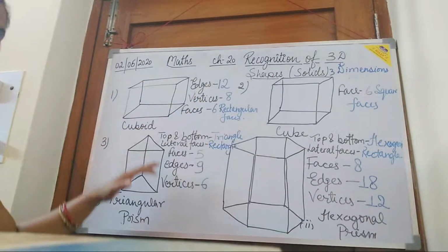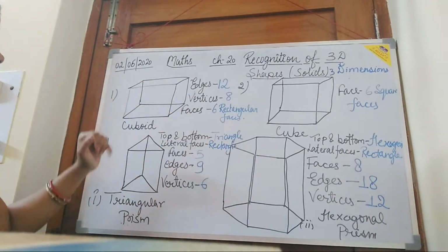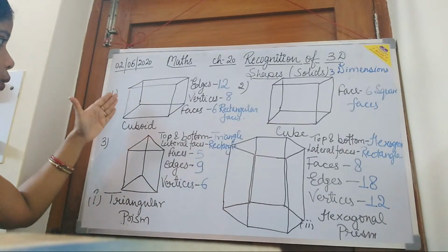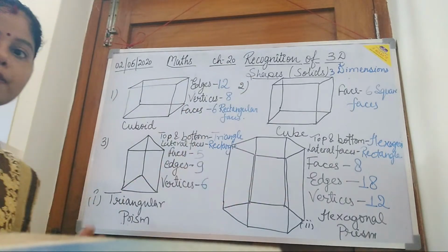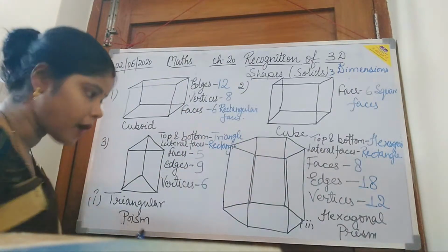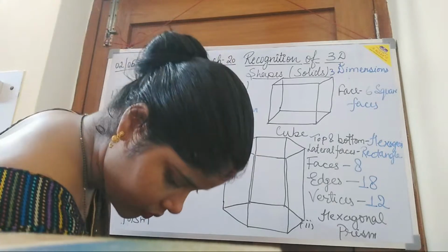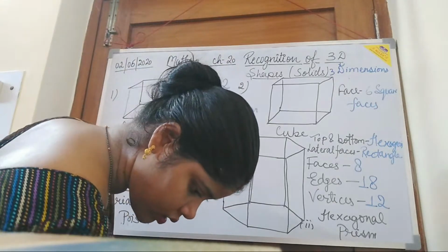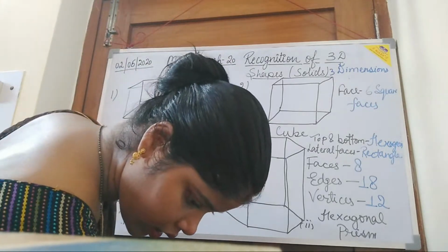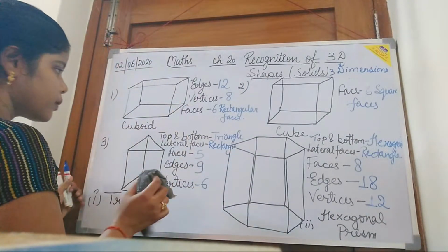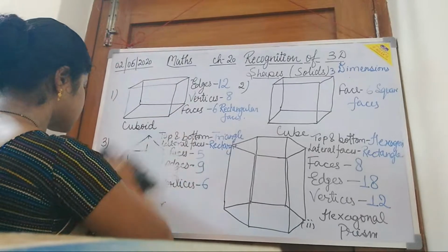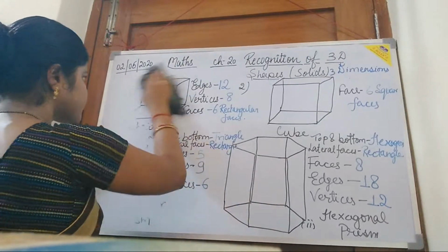So that's what we had discussed today about the solid shapes: cuboid, cube, triangular prism, hexagonal prism, and the other two are pyramids. Here one more pyramid is there. Let's discuss about that pyramid also.